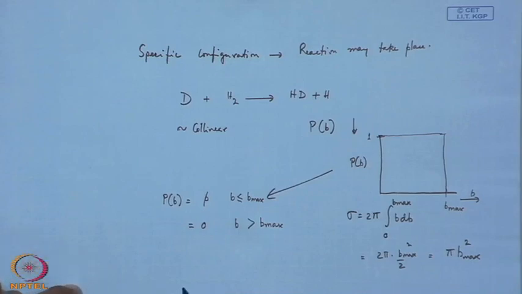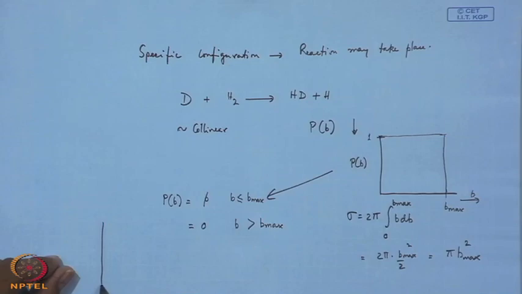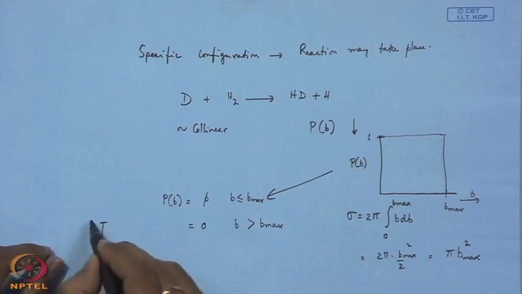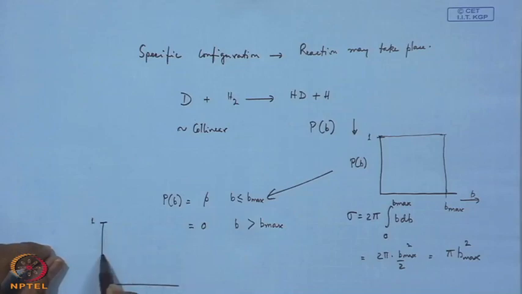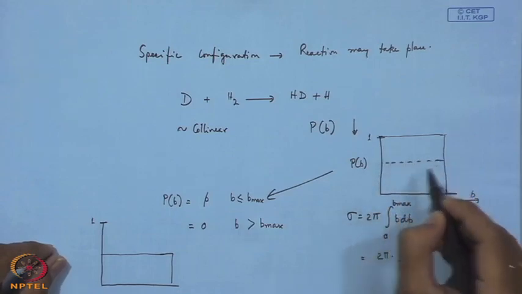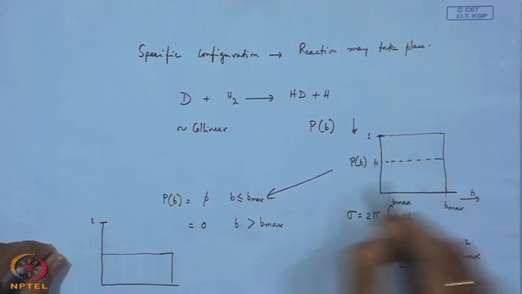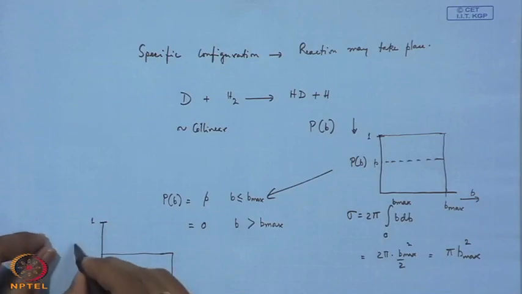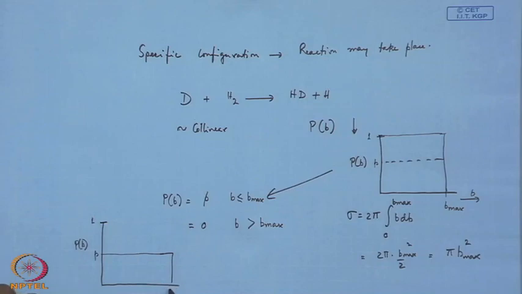Okay. Therefore, the corresponding figure will be, although it is unity, now it will be reduced, like this. Maybe the value is somewhere over here, it is P. Okay. So, that is your Pb, this is P and this is B max.